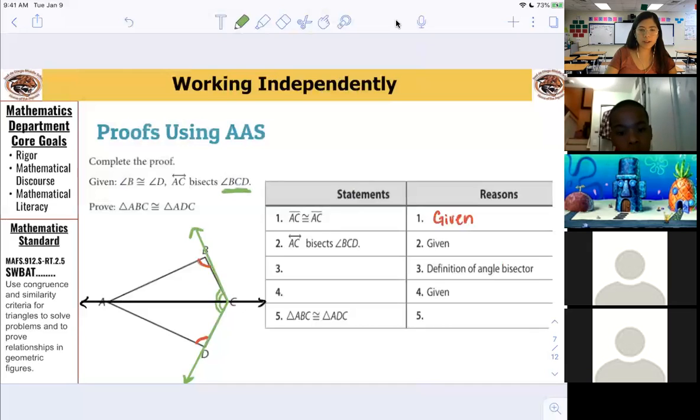What 3 letters make up those 2 angles? ASA. AAA. Wait, no. He's asking what angle letters make those.